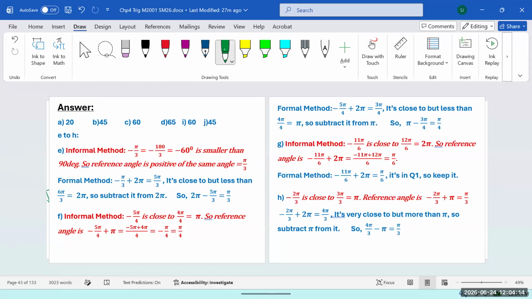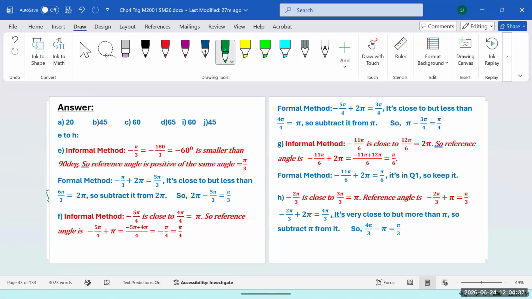So, first you add 2 pi, no matter what, you always add 2 pi. And then whatever you have, if it's already less than 90 degrees, or less than pi over 2, you keep it. If it's more than pi over 2, you subtract it from 1 pi or 2 pi. When you added the 2 pi, we got pi over 6.